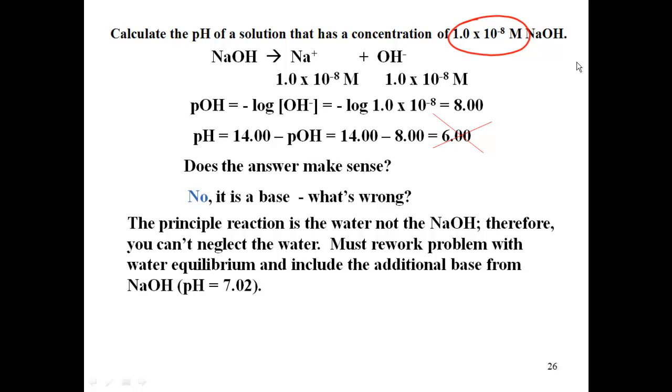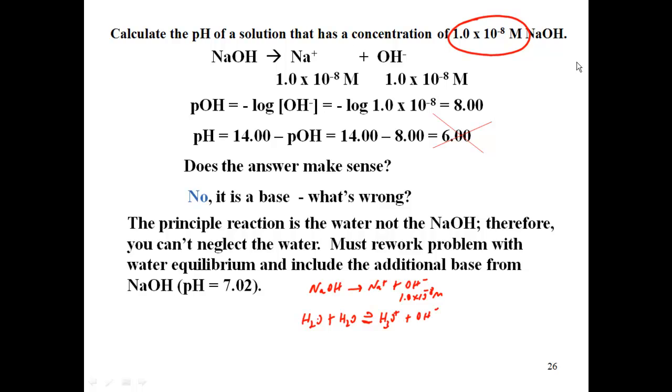Therefore, we can't neglect the water. We must rework the problem with the water equilibrium and include that additional base from the sodium hydroxide. So in essence, we would write sodium hydroxide goes to sodium ions plus hydroxide ions. We know the concentration is 1.0 times 10 to the minus 8 molar for the hydroxide, but the principal reaction is the water. So you have water plus water forming hydronium ions plus hydroxide ions.